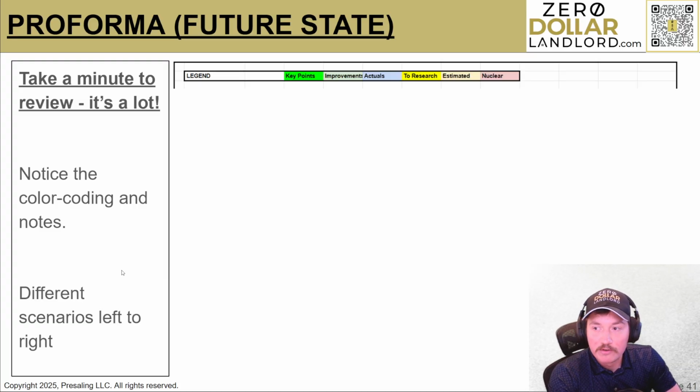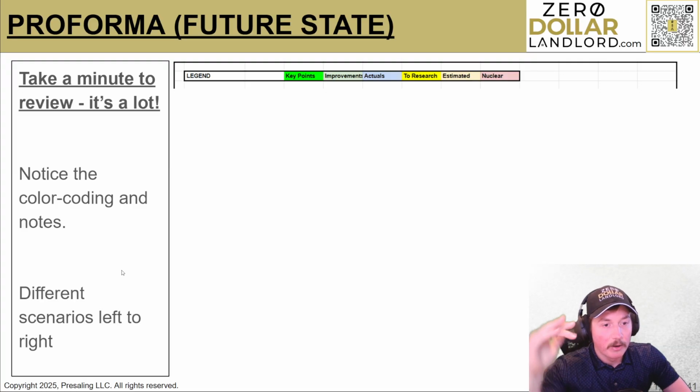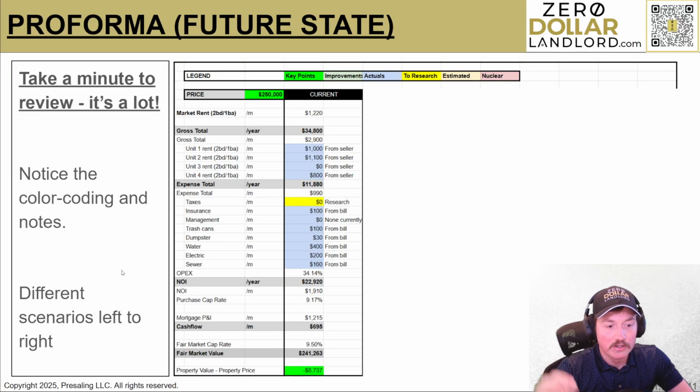I want you to really focus on what I'm looking at on the screen here because, again, I want you to remember the main categories, right? So you've got your gross, your expense, your net, your cash flow, and your fair market value. Those are the ones in gray here. Everything else is just stuff that feeds into those values. So again, our gross, let's just say it's 34,000-ish, expense is 11,000-ish. That means our OPEX is going to be 34% roughly.